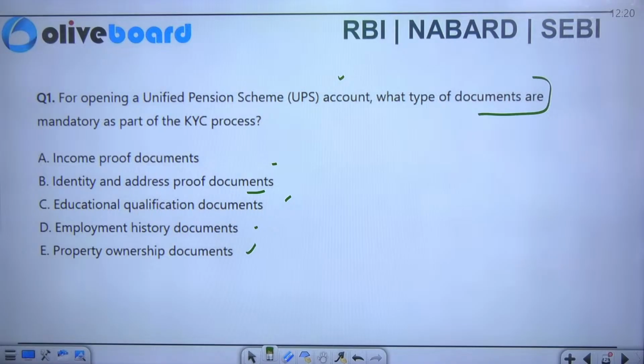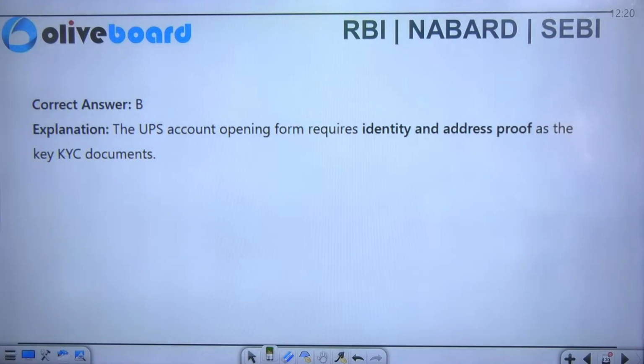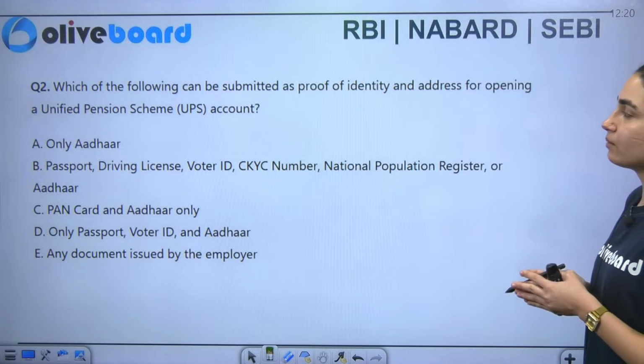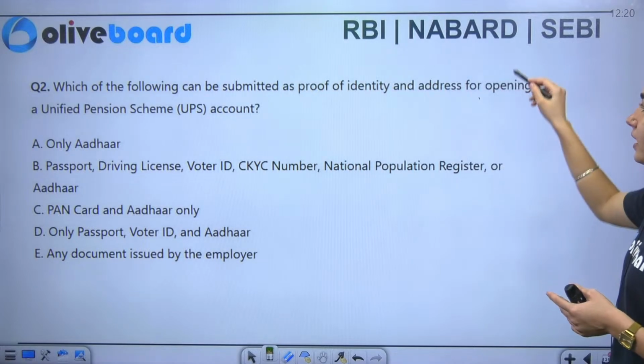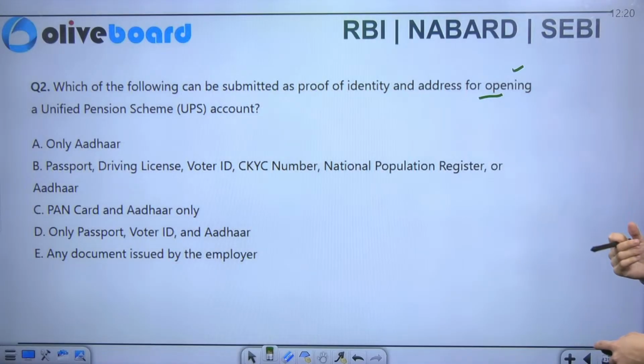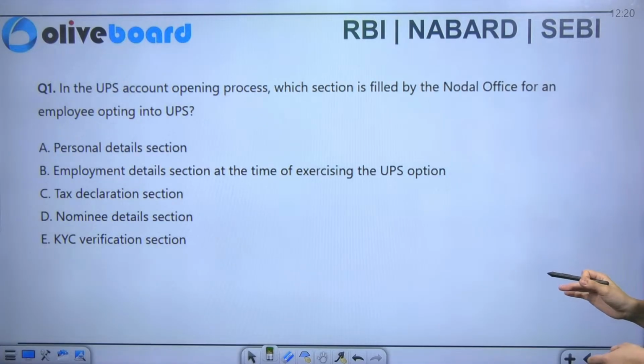Okay. Akshay says B. Alright. So the correct answer is B only. That is identity and address proof for the KYC document. Now tell me which of the following can be submitted as a proof of identity and address for opening a pension account. I think we are done with this, right? We are done with this question.